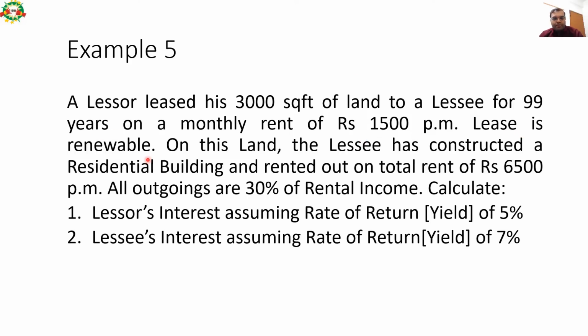Lease is renewable. On this land, the lessee has constructed a residential building and rented it out on total rent of rupees 6,500 per month. All outgoings are 30% of rental income. Calculate lessor interest assuming yield of 5% and lessee interest assuming yield of 7%.